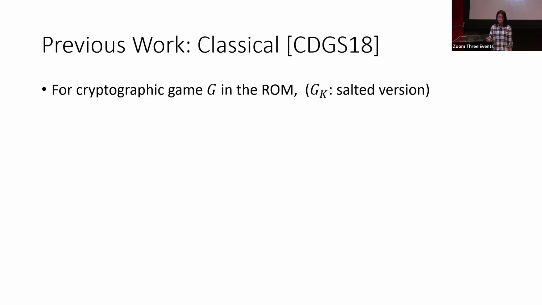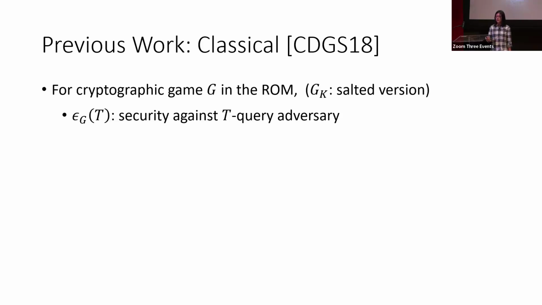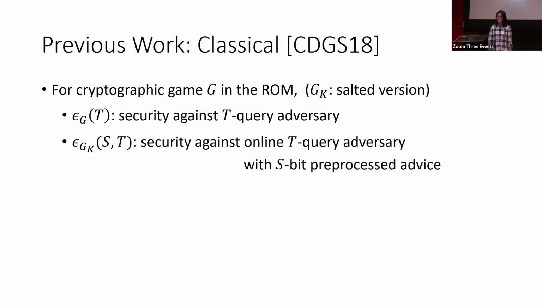Recently, Coretti, Dodis, Guo, and Steinberger showed that salting generically defeats preprocessing. They care about a cryptographic game denoted as G in the random oracle model. Here we denote epsilon_G(T) as the maximum winning probability for a T-query adversary without preprocessing. G_K is the salted version of the game, which is for the salted random oracle model. And we denote epsilon_G_K(S,T) as the maximum winning probability for an online T-query adversary that has already preprocessed an S-bit advice in the offline phase.